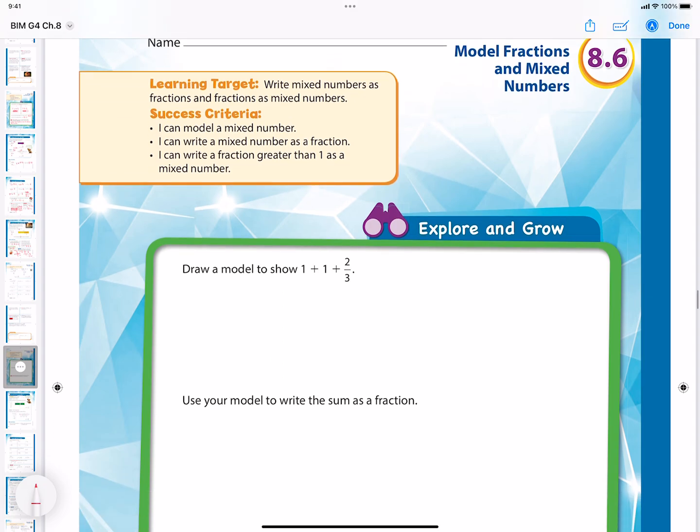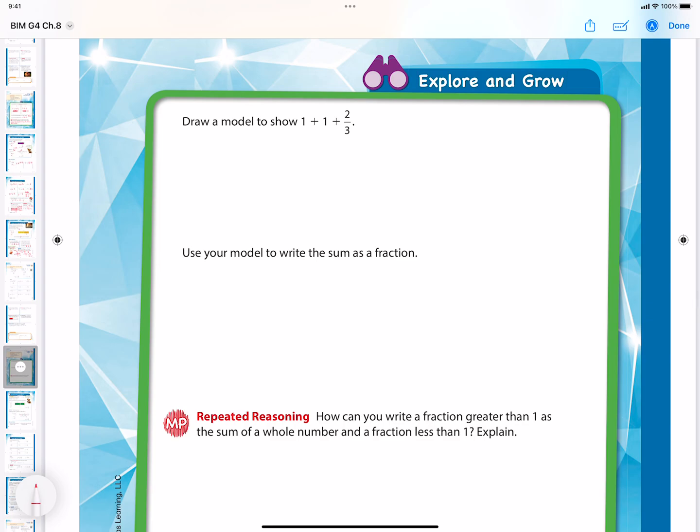Draw a model to show 1 plus 1 plus 2 over 3. Since we are asked to use the model, let's go ahead. We have one whole pie and another whole pie, and we have 2 slices out of 3. It needs to be 3 slices, pizza pie. So we have 1 whole pie, 2 whole pies, and 2 out of 3. Okay, now let's move on.